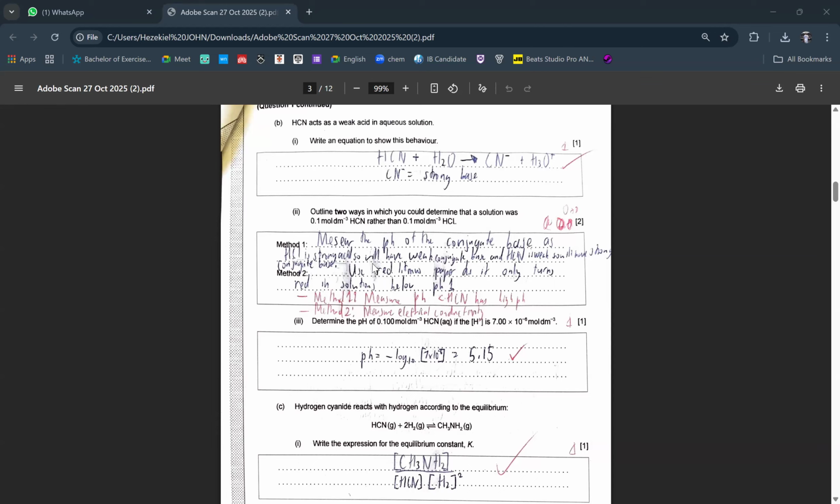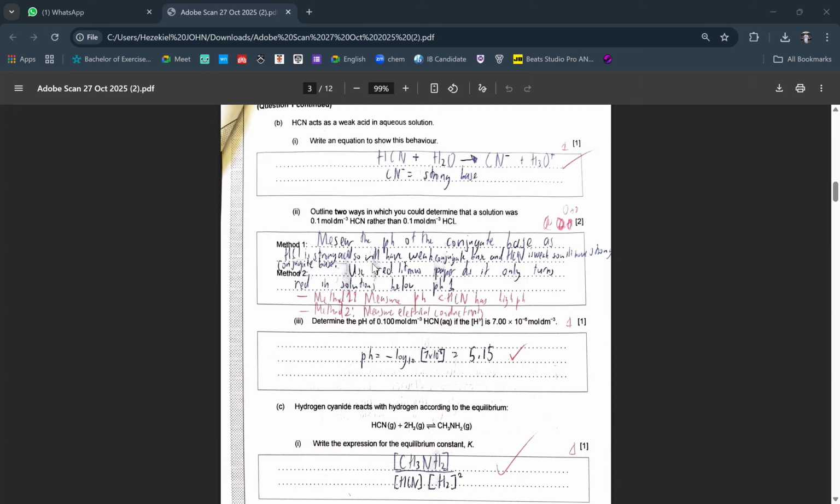But yes, we have to write an equilibrium sign. And for a strong acid, if you say that HCl is a strong acid, show its behavior, we have to put a single-headed arrow, right? H plus, Cl minus. So this is very important. Now see, outline the two ways by which we can determine that a solution is 0.1 mole per decimeter cube HCl rather than a weak acid. So this is the distinction between a weak acid and a strong acid.